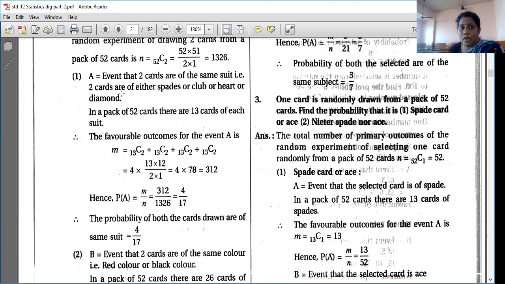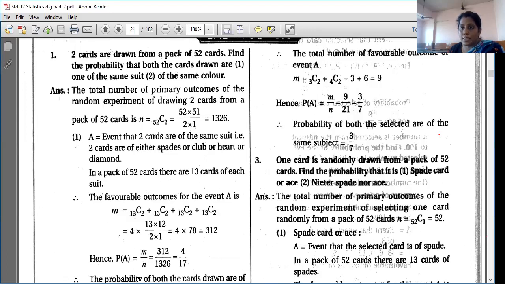Okay. Now, what is there? Total 52 cards, and out of these 52 cards, you have to select two cards. So your n will be 52C2, that is 52 into 51 upon 2 into 1, that comes to 1326. Okay. So now first, what is event A? A equals the event that two cards are of the same suit, that is, two cards are either spade or club or heart or diamond. You don't have to write all this; better you can write A equals the event that two cards are of the same suit. Suit means design.